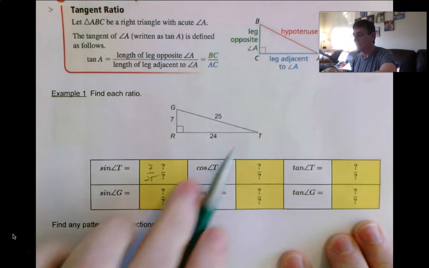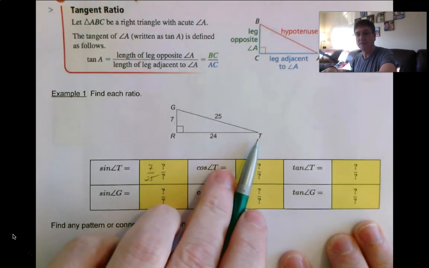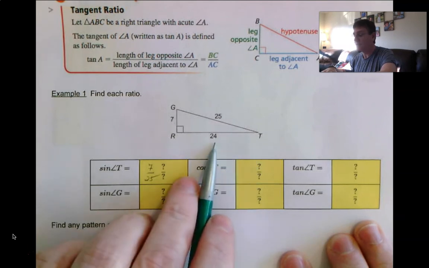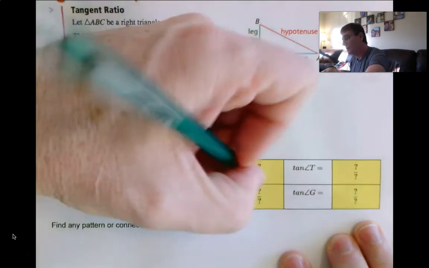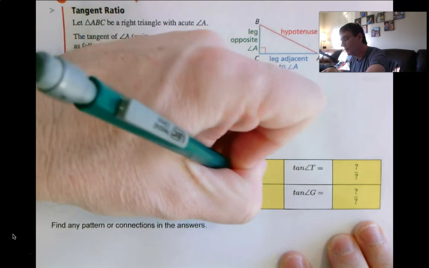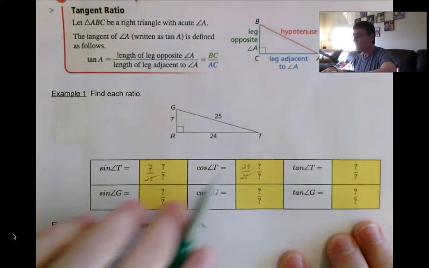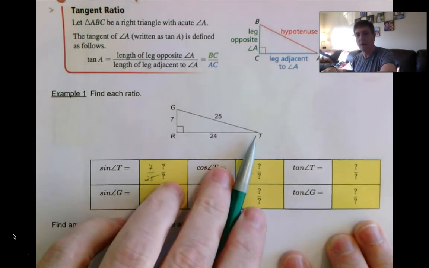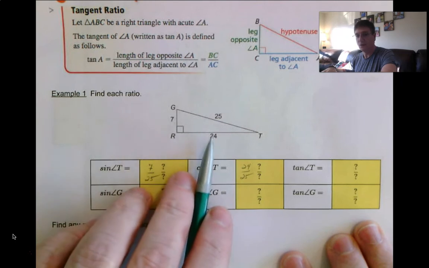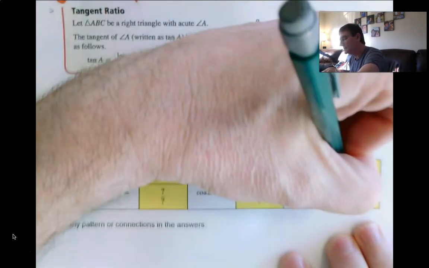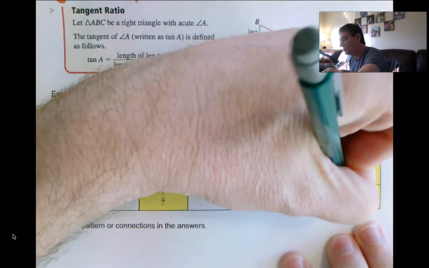Cosine of angle T. SOHCAHTOA. C-A-H. Adjacent over hypotenuse. 24 over 25. Tangent of angle T. TOA. Tangent is equal to opposite over adjacent. 7 over 24.